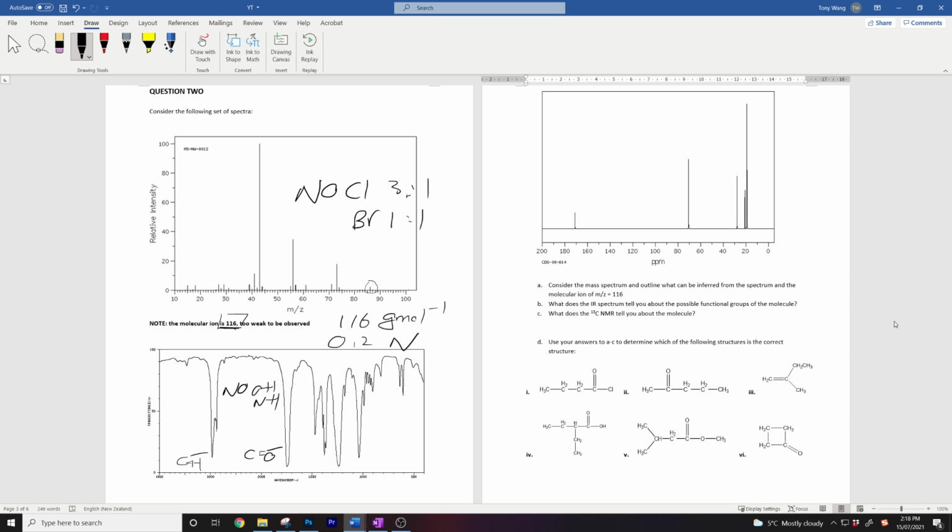Okay, look at the NMR. There's 1, 2, 3, 4, 5. So there's 5 peaks. 5 peaks means there are 5 carbon environments. And if you look at the chemical shift, this is a C double bond O. If you look at 70, 70 is normally 50 to 70, which is a C single bond O. Normally. But this is what I meant.